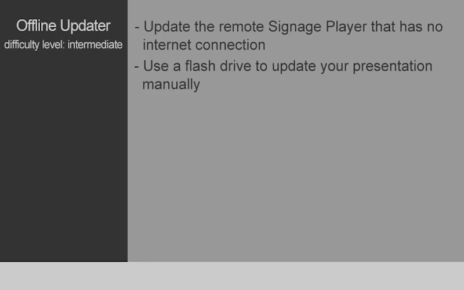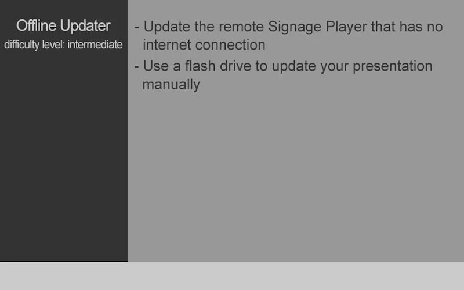In this video tutorial, we're going to be talking about the offline updater. The offline updater allows you to take your signage presentation and update a remote signage player that doesn't have an internet connection. This is quite useful if you have, let's say, a billboard and you want to go physically to your billboard once a week and come with a USB flash drive and update your signage presentation manually.